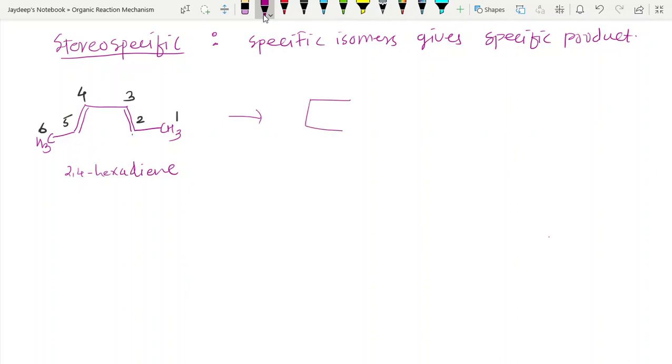It gives a cyclobutene, which means it is a 4-member ring, right? So this double bond should be here, and this methyl group should be here, and this methyl group should be here. So it is 2,4. Numbering should start from here, that is 1, 2, 3, and 4. So it is 3,4-dimethylcyclobutene.